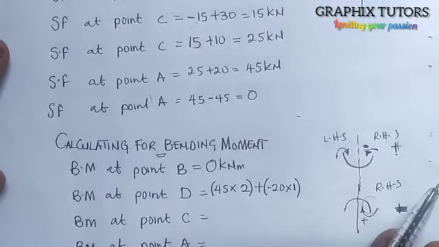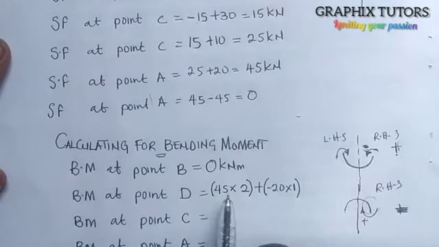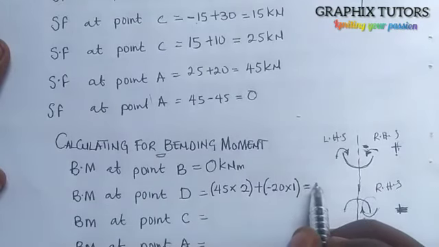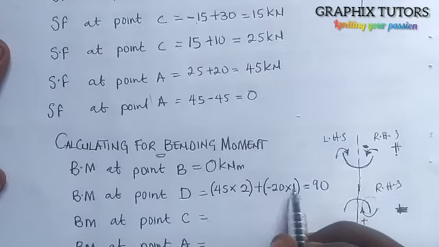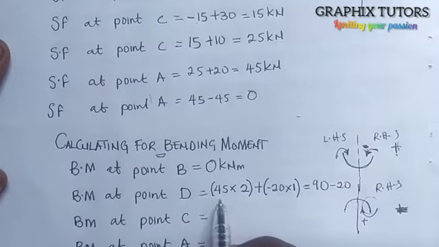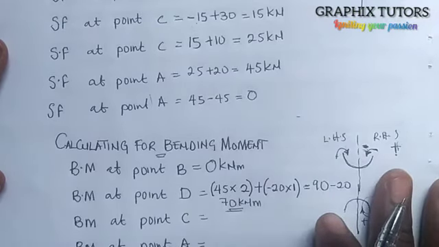So if I want to simplify this, 45 times 2 is going to give us 90. 20 times 1 will give us 20. That will be minus 20. So we'll be having this to give us 70 kilonewton meter. That is what we have. Bending moment at point D. Is that taken? So we'll go to point C.